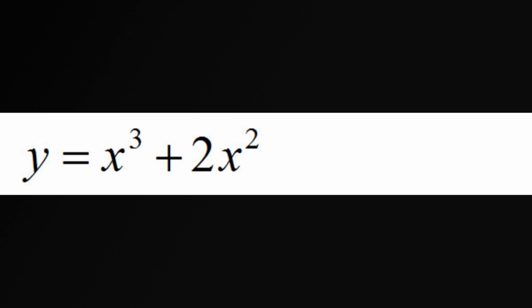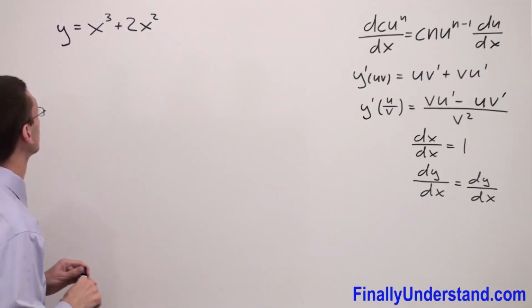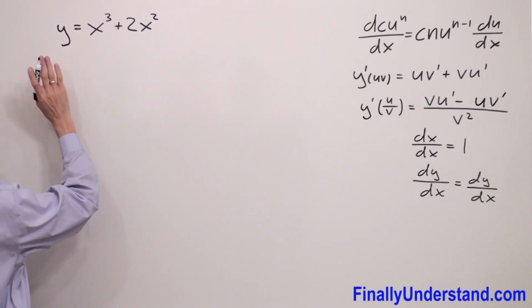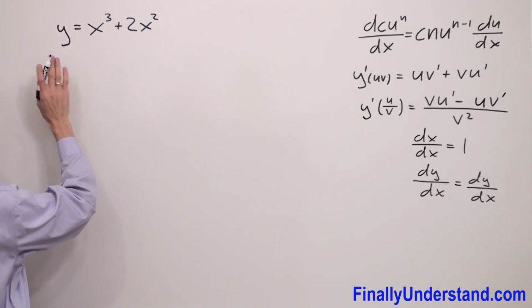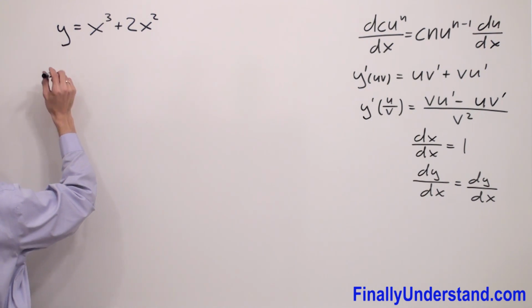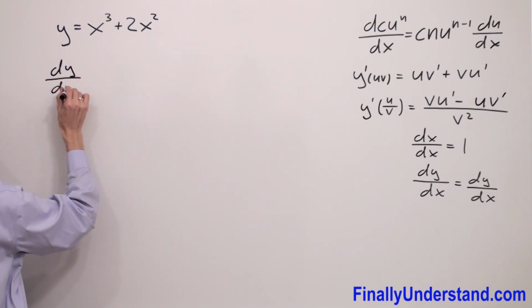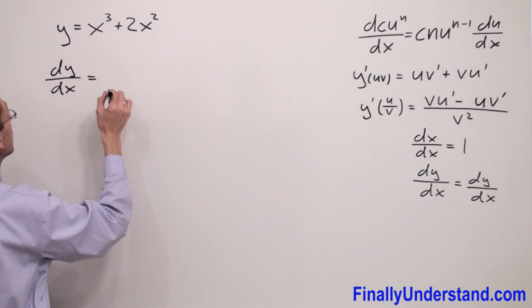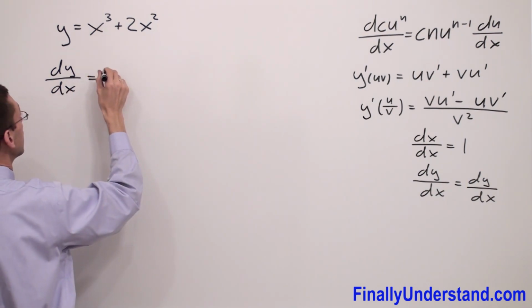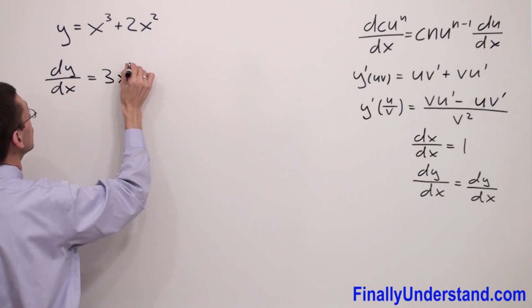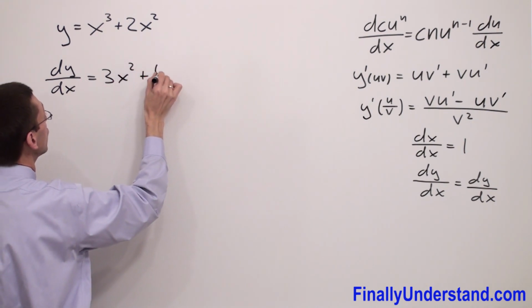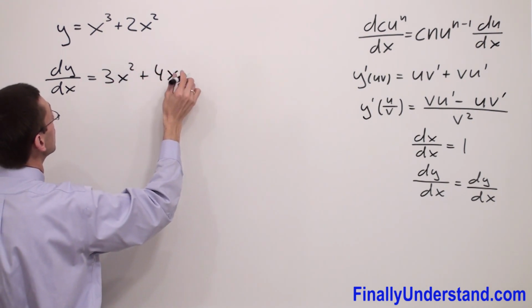Now we're supposed to find the differential of y of this function. So what we're supposed to do is find the derivative of y with respect to x first. So I have to write dy over dx is equal to 3x to the second power plus 4x.